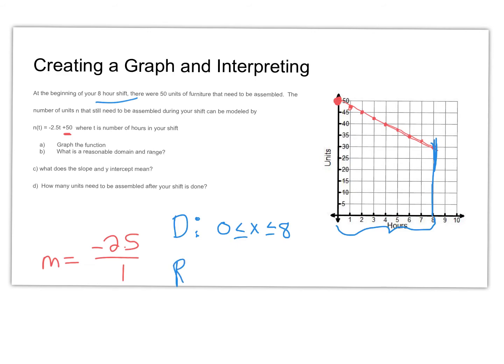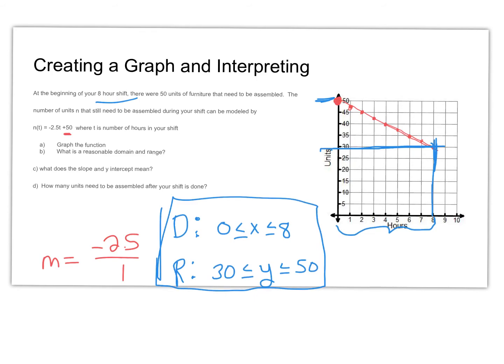Now my range values. Okay, my y's. We're going from between 50 and 30. So 30 is less than or equal to y, which is less than or equal to 50, because we're between 30 and 50 units. Okay, so there's question B, reasonable domain and range.